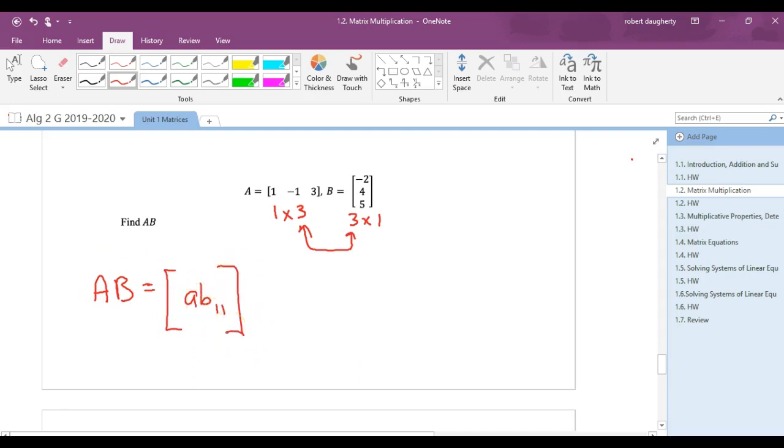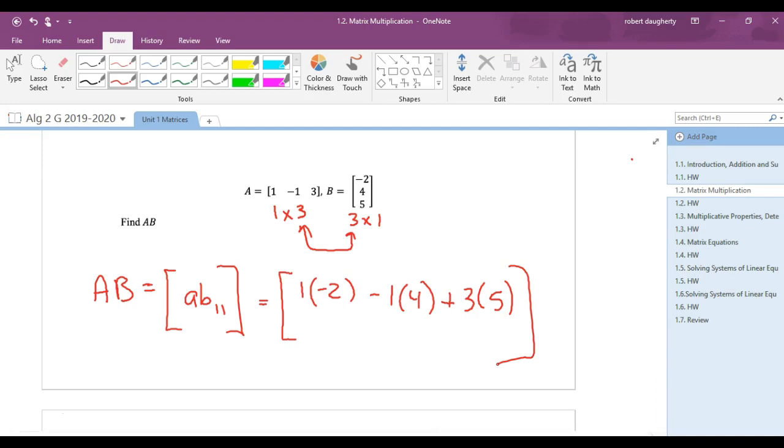I need to take the first row of matrix A with the first column of matrix B. So that's going to be what? 1 times negative 2 minus 1 times 4 plus 3 times 5. That's it. Okay, so you had one row of matrix A, one column of matrix B. So this is what? Negative 2 minus 4. What's negative 2 minus 4? Negative 6. What's negative 6 plus 15? 9.